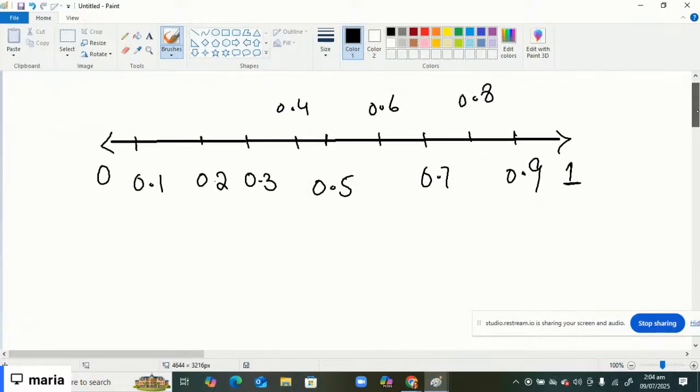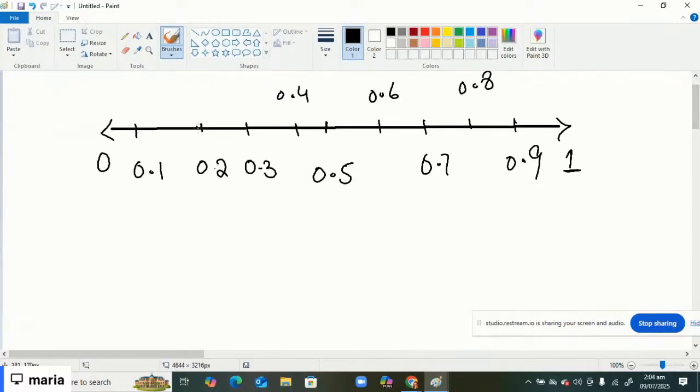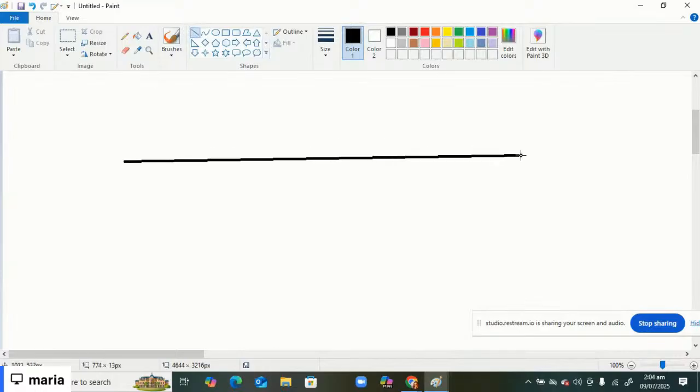Now suppose they ask you to find the value of a point, because these values are not given. In most cases they just give us the number line like this, with 0 and 1 and some dotted lines inside it, and they say find this point. So we are going to find this point over the number line.